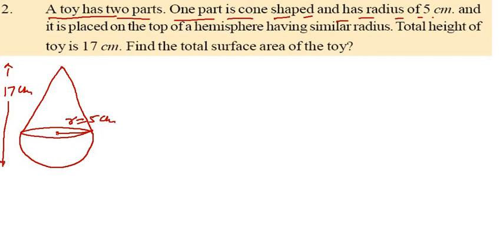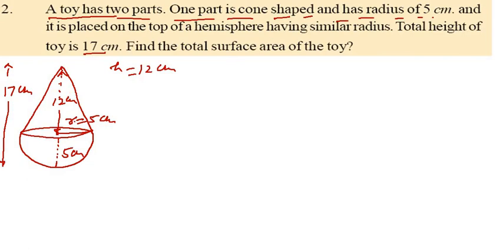Now it is 5 centimeter. You have to see it is 5 centimeter. So rest of the part is 12 centimeter. So you can write here it is 12 centimeter. So that is the height of the cone. So h, the cone height, is 12 centimeter, because 12 and 5 make 17 centimeter. Find the total surface area.